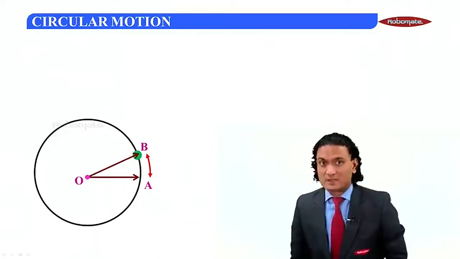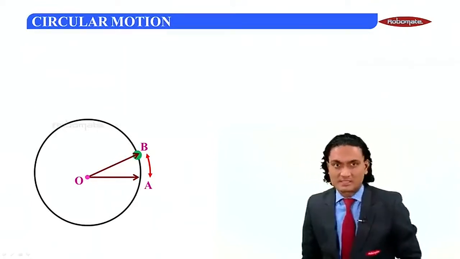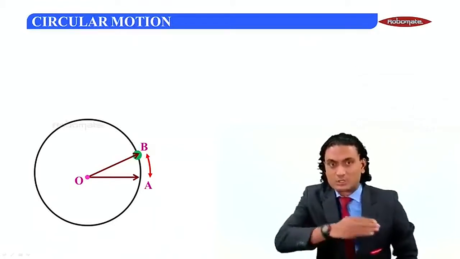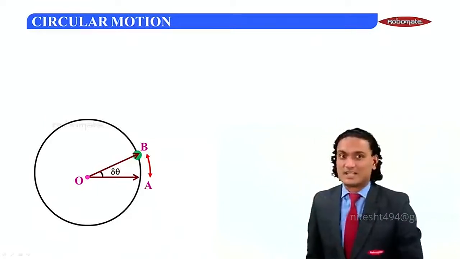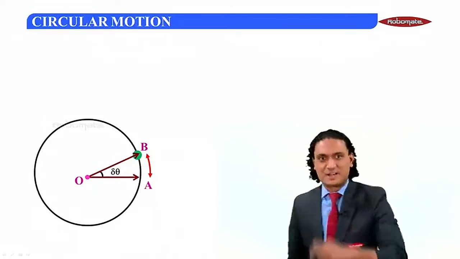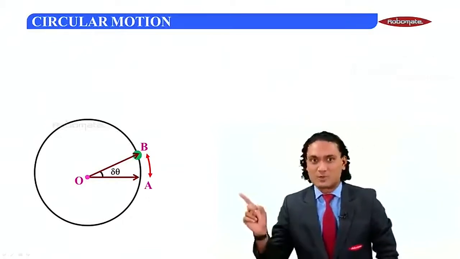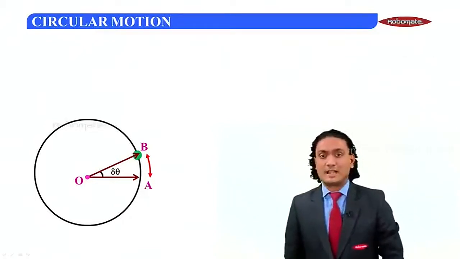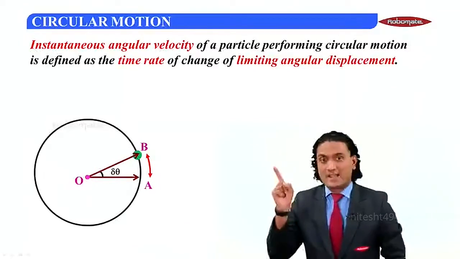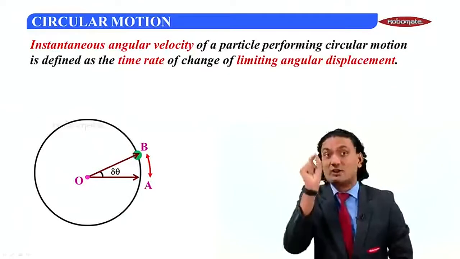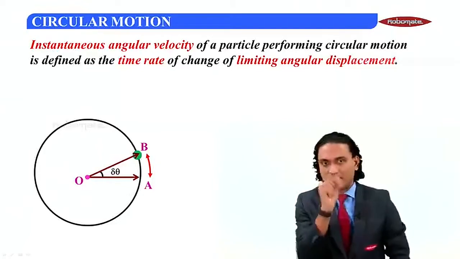Since the time interval is very small, the length of the arc AB is also small, delta S, and the radius vector also sweeps a very small angle, and this angle is delta theta. And what is this delta theta called? Yes, very good. Delta theta is called instantaneous angular displacement. Yes or no? Fine. Now what is instantaneous angular velocity? It is defined as the time rate of change of limiting angular displacement. Limiting angular displacement means delta theta. The time interval is very, very small.